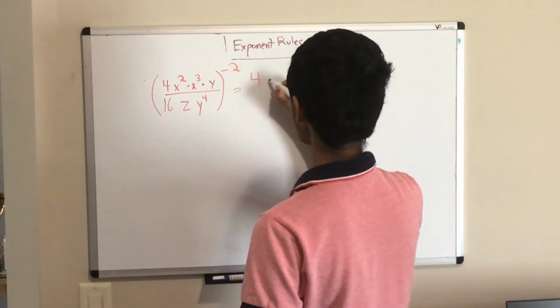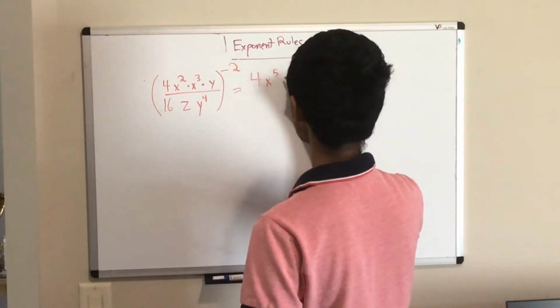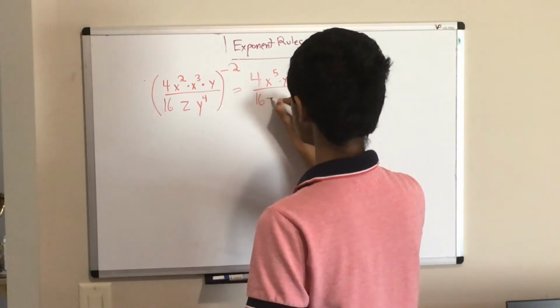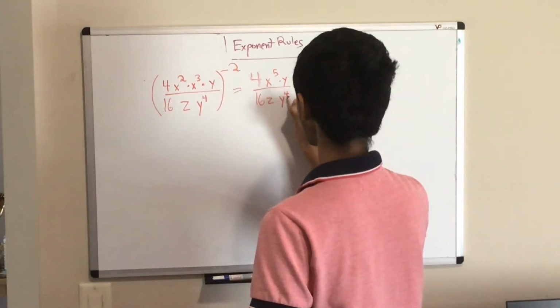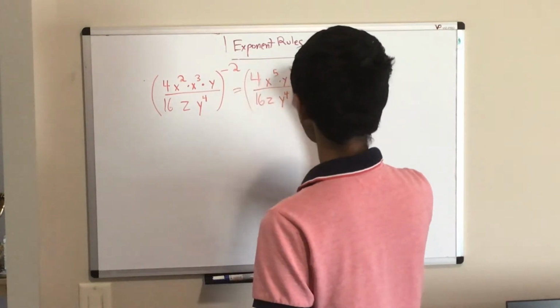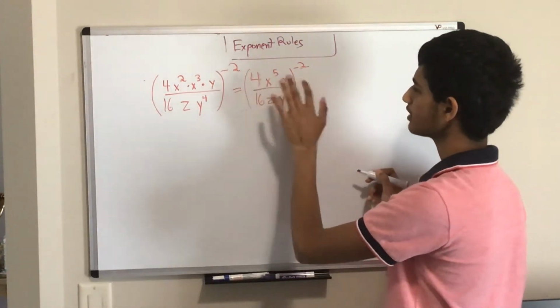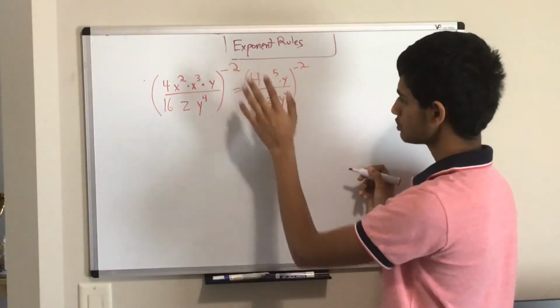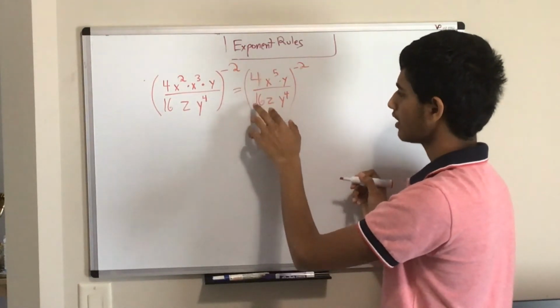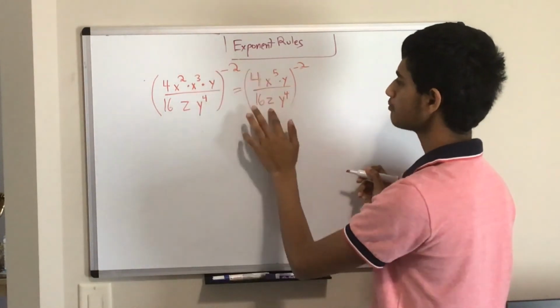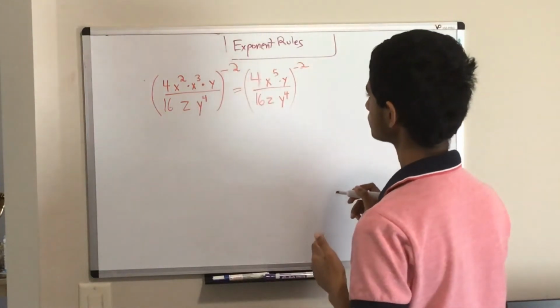So it's going to be 4 times x to the power of 5 times y over 16 z times y to the 4th, all to the power of -2. Now when we look over here, there's really nothing that we can simplify in the numerator, and there's nothing we can simplify in the denominator. So now let's try simplifying between the numerator and the denominator.